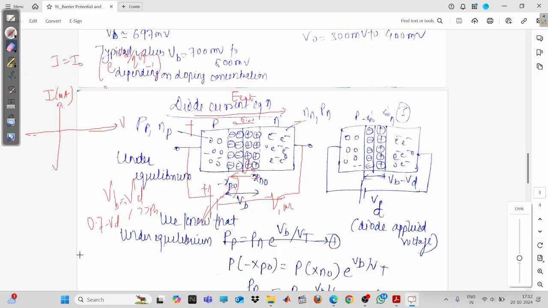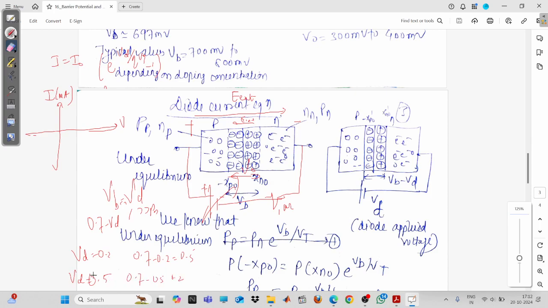Now we will increase VD to 0.2 volts. So what is the effective voltage? 0.7 minus 0.2, so 0.5. So this much barrier potential will exist here. And because of the barrier potential, there will be a depletion layer. Now again, to increase the voltage, because we are having a variable power supply, let us say VD is 0.5, so 0.7 minus 0.5, that will be 0.2.